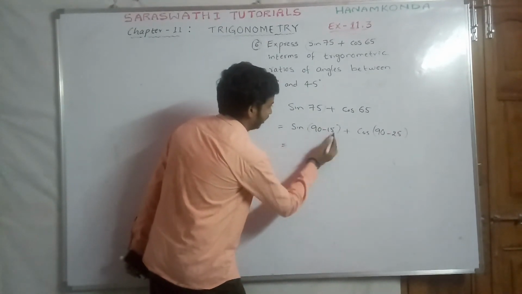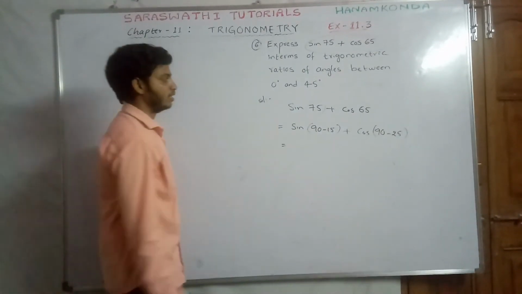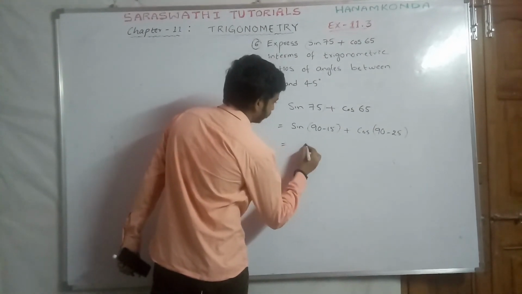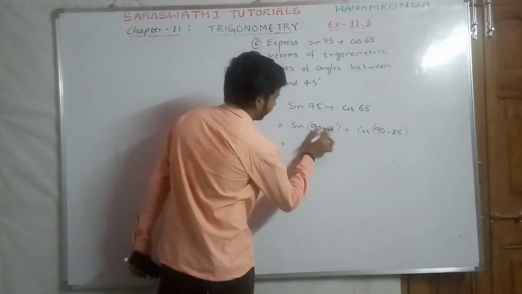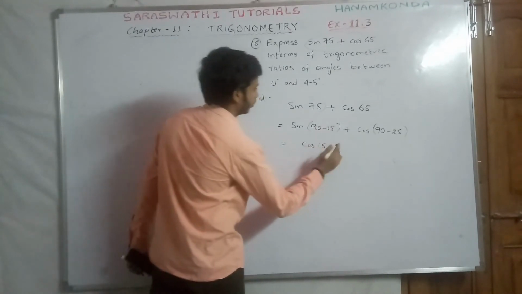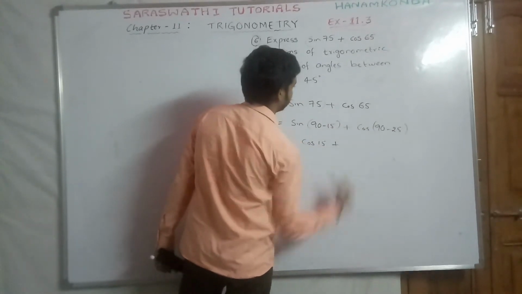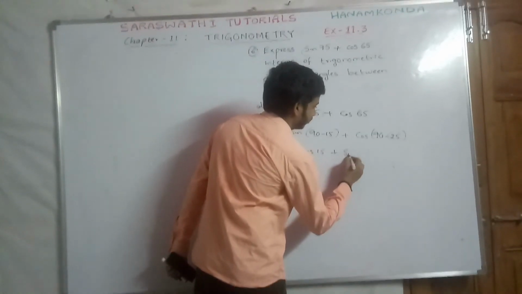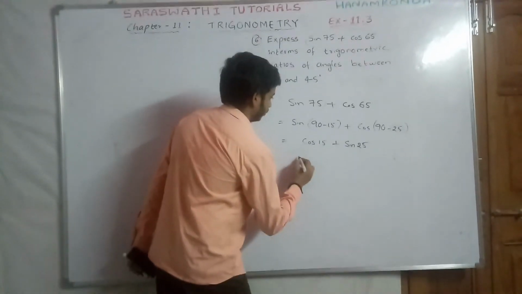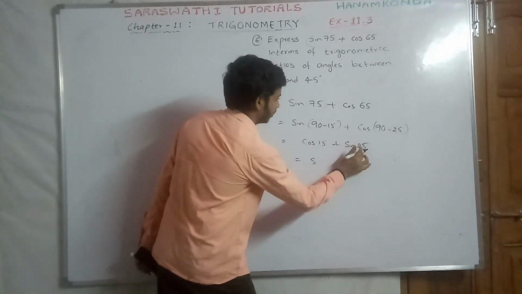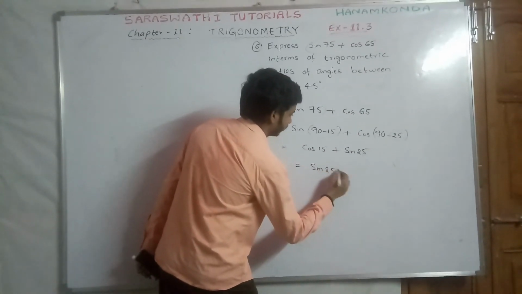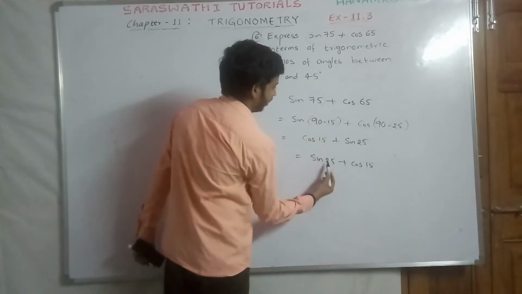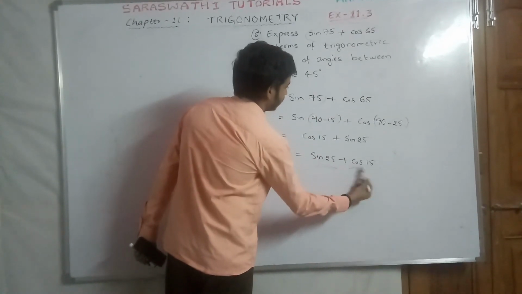We know that sin of (90 minus theta) is cos theta. Similarly, sin of (90 minus 15) equals cos 15. So in place of sin of (90 minus 15), we write cos 15, plus cos of (90 minus theta) is sin theta. So here cos of (90 minus 25) can be written as sin 25. That means sin 25 plus cos 15. So sin 75 plus cos 65 has been written as sin 25 plus cos 15.